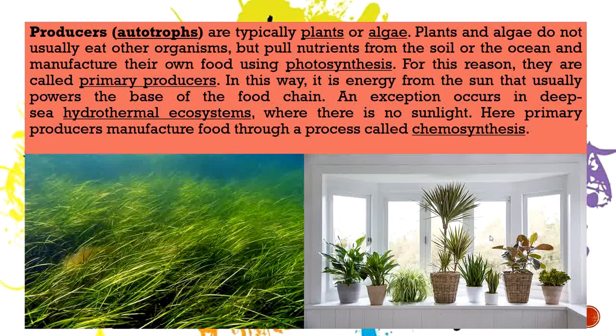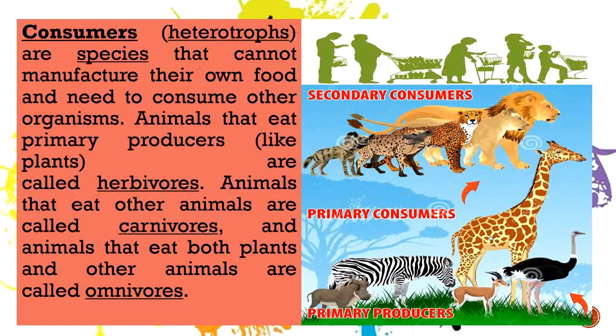Producers, or autotrophs, can create their own food. That's what sets them apart, as compared to us, who need to eat. They can create their own food using the process of photosynthesis, and sunlight plays an important role in that. All right. Next, we have what we call consumers. Consumers are also known as heterotrophs.